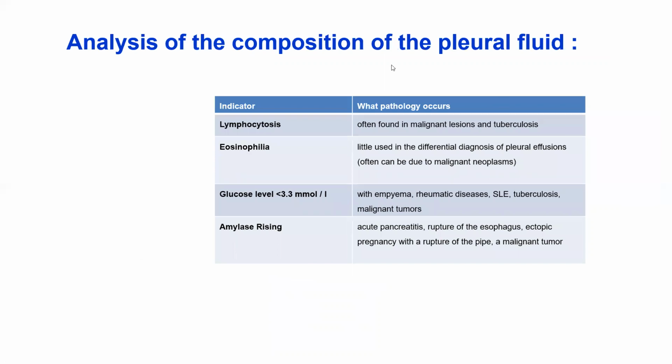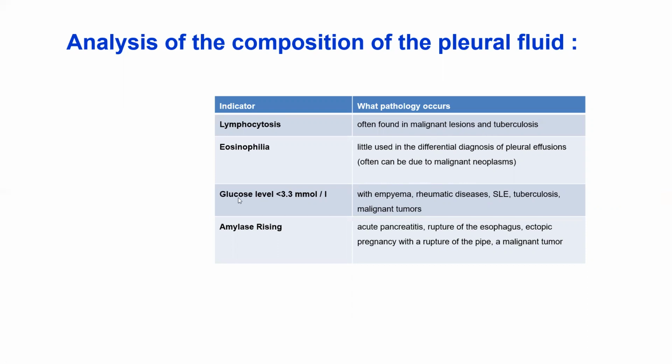Analysis of the composition of the pleural fluid. We notice lymphocytosis. Lymphocytosis is a possible diagnostic sign of malignant lesions and tuberculosis. We can find eosinophilia. Eosinophilia is not a reliable test for differential diagnosis of pleural effusions.